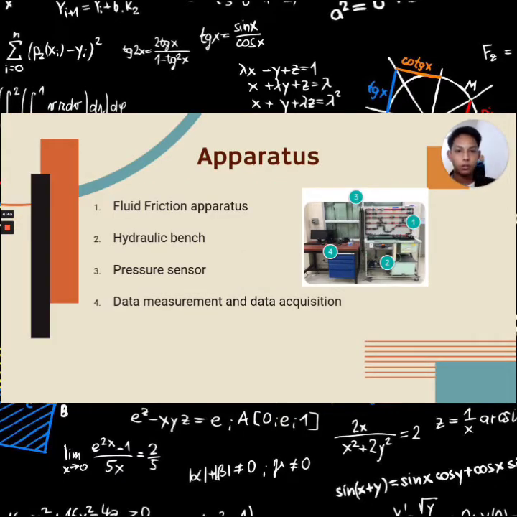So today I would like to present to you the method and procedure. First we will go to the apparatus. We have four apparatus to run this experiment. The first one is the fluid friction apparatus. The second one is the hydraulic bench. The third one is the pressure sensor, and the last one is the data measurement and data acquisition. All these apparatus you can see in the picture that I put in the slide.